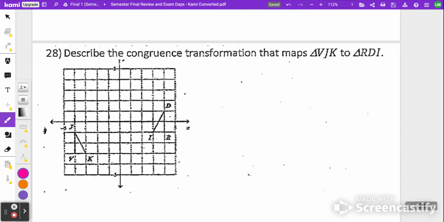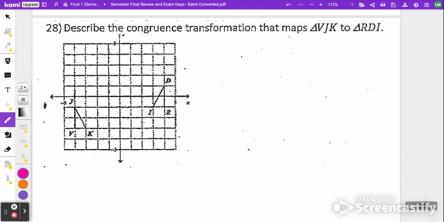28. Almost done. We got a few more, and then we're going to look at some proofs. Describe the congruence transformation that maps VJK to RDI. So typically what I like to do first is see if it's a translation and a reflection. So it looks like I'm going to go up 1, 2. So I went up 2. And then if I count to the y-axis, 1, 2, 3, 4, I'm also 1, 2, 3, 4 away.